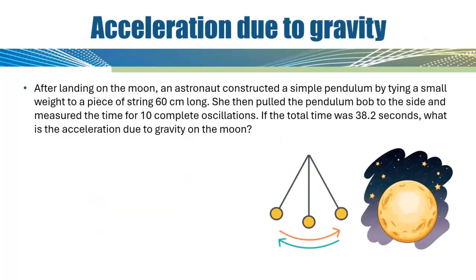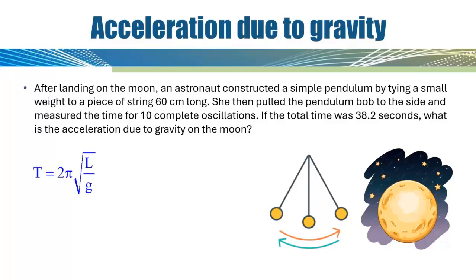You should also be able to use the period of a simple pendulum equation to find the acceleration due to gravity at your location. Let's look at this example. After landing on the moon, an astronaut constructed a simple pendulum by tying a small weight to a piece of string 60 centimeters long. She then pulled the pendulum bob to the side and measured the time for 10 complete oscillations. If the total time was 38.2 seconds, what is the acceleration due to gravity on the moon?